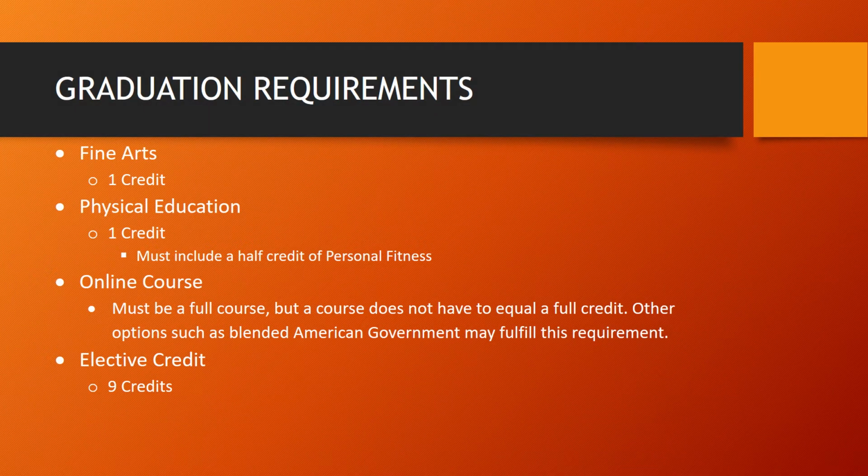Other graduation requirements are 1 credit of fine arts, 1 credit of physical education, which must include a half credit of personal fitness, and 1 online course. So a course does not necessarily equal a full credit, and other options may be available, such as blended American government, to fulfill this requirement. Elective credits are required as well, and the total elective credits should be 9. As long as a student meets all of the requirements listed and earns 26 credits, the 9 elective credits should fall into place.